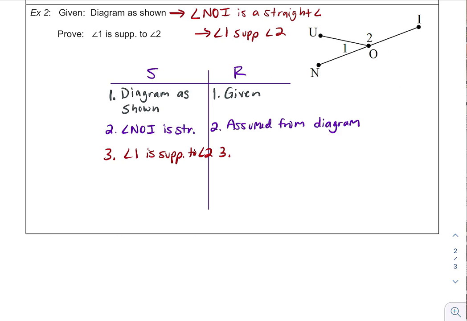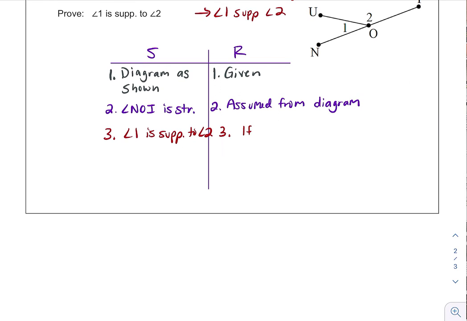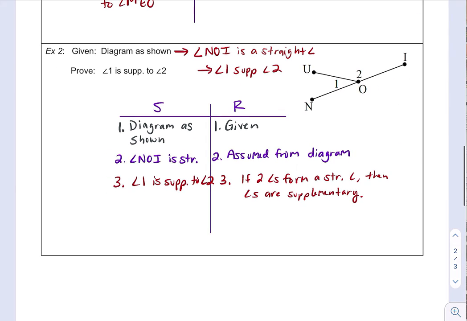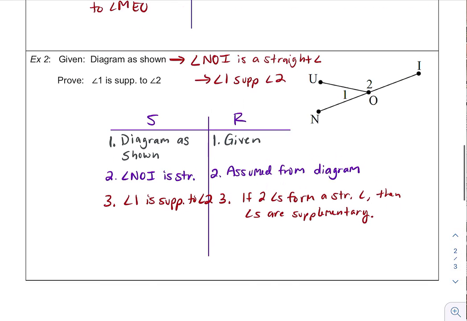And now we want to state our definition of supplementary angles, starting with what we know. We knew first that we had the straight angle. We're concluding they are supplementary. So this would be if two angles form a straight angle, then the angles are supplementary. And if you want, you can abbreviate that as SUPP, S-U-P-P. The angles are supplementary.